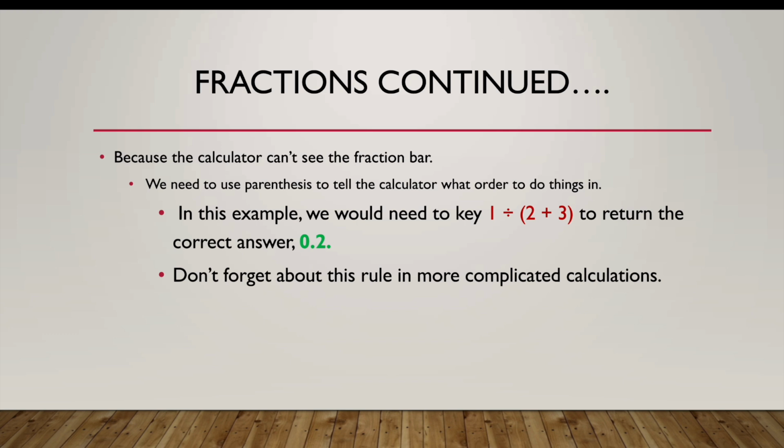Why is that? The calculator cannot see the fraction bar. We need to use parentheses to tell the calculator what order to do things in. So for this example, we would need to put in 1 divided by, in parentheses, 2 plus 3, to return the correct answer 0.2. Don't forget about that rule in more complicated calculations either. When you're writing out a longer formula, you would want to make sure to put the entire fraction into parentheses as well as the numerator and denominator.